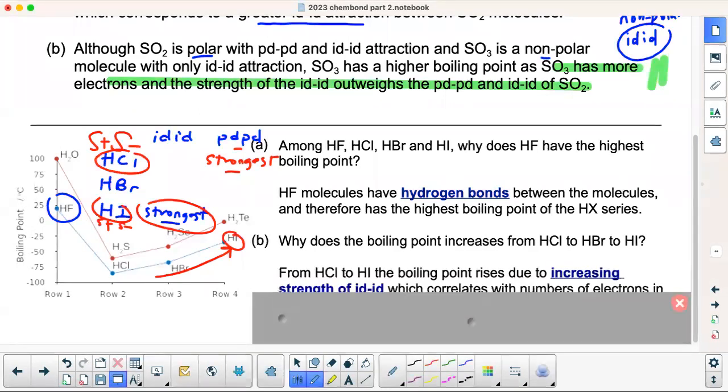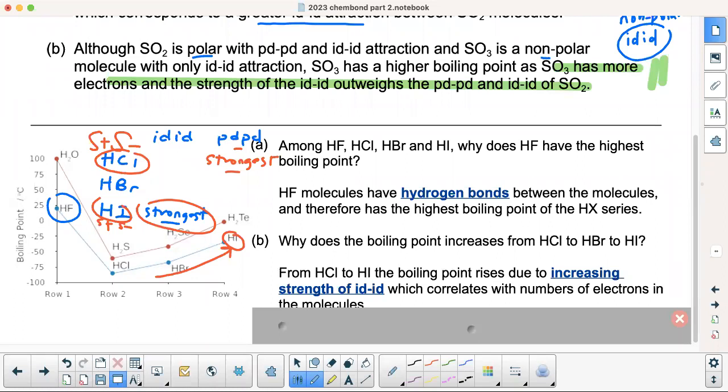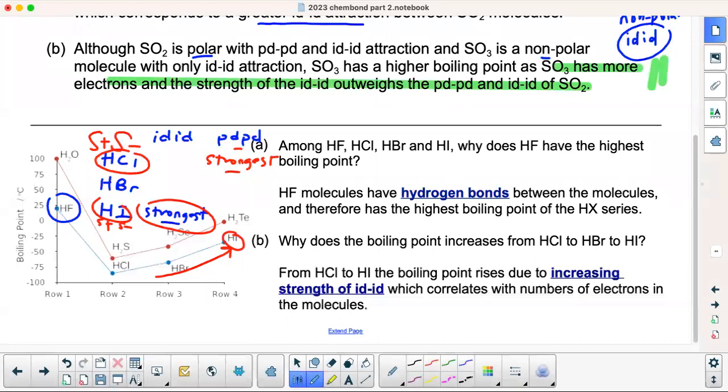So your answer is just ID. Okay. So just say from HCl to HI, the boiling point increases due to increasing strength of ID. Okay, don't even have to talk about the PD. Just say increasing strength of ID because ID is the one that plays a bigger role here. Can? Okay, so increasing strength ID correlates with the number of electrons. So HI has more electrons, ID stronger, higher boiling point. Is okay? So you need to know, at least take note, the more polar the molecule, the stronger the PD-PD. Okay, but in this case, ID wins. Okay, let's do one more slide and I'll teach you the next concept.